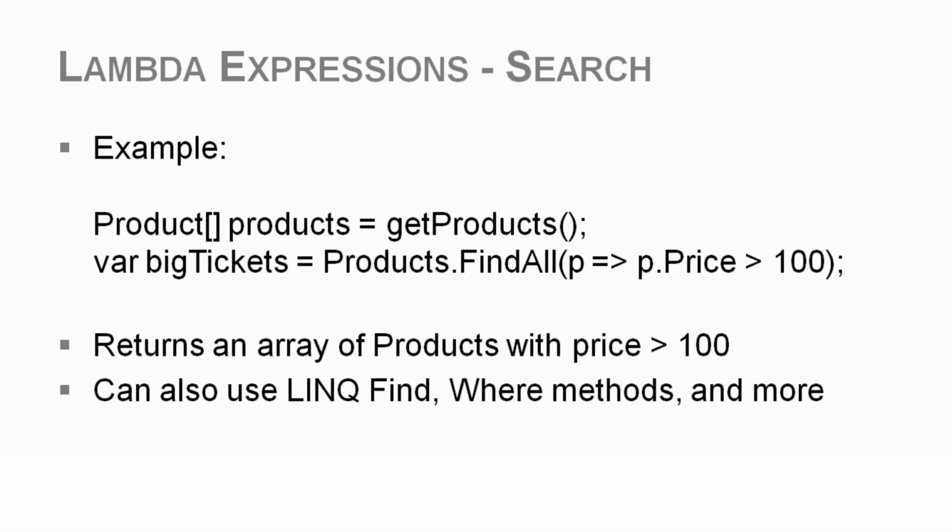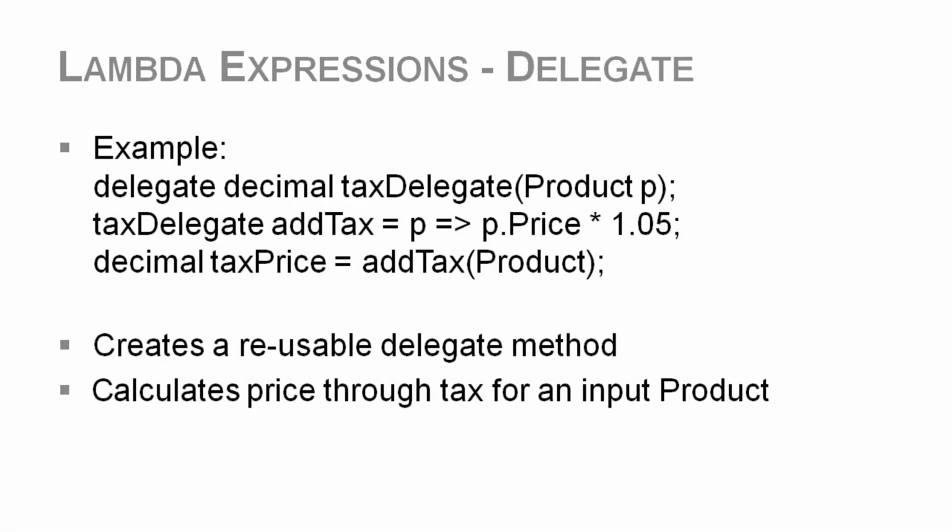Now p is actually going to be a product type because it's taking the output of that products.findAll, and it's taking a look at each one of the products individually and comparing their price to 100. So this line will give us all of the products that have a price greater than 100, and those will be stored in our variable big tickets. So I can use this in conjunction with a where method or a findAll or a find and a number of other LINQ methods. I can also use Lambda expressions as a delegate.